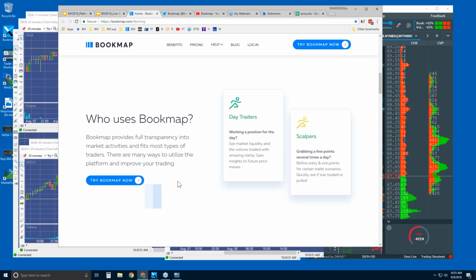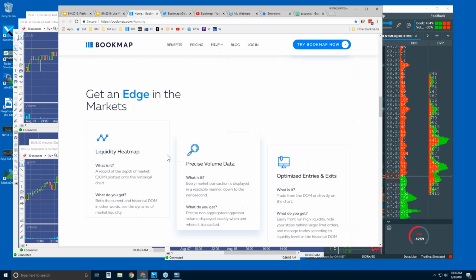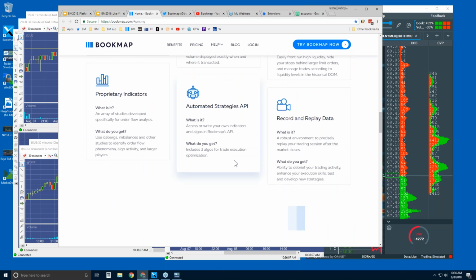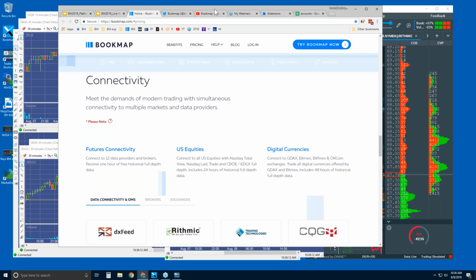Who uses Bookmap? All sorts of traders. Most people think this is just for scalping. It's not. Day traders, scalpers, swing traders, and quants as well from the algo or HFT environment. You can read more about getting the edge here. This is what we're going to go through and show you some of the edge here. So no need to cover that right now, but we do need to go over connectivity.